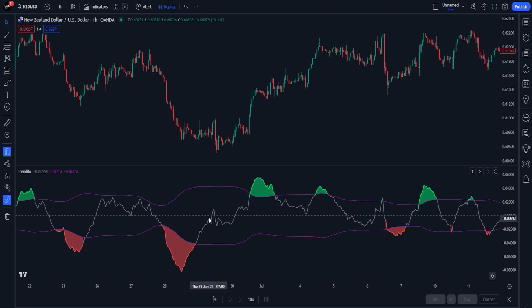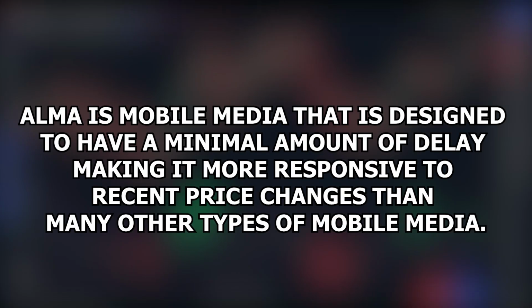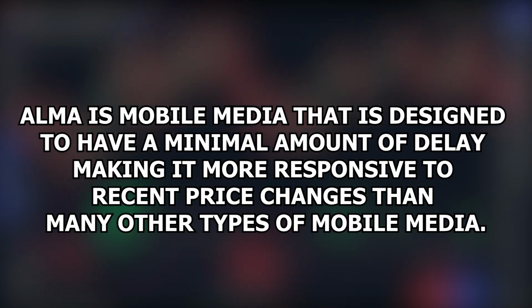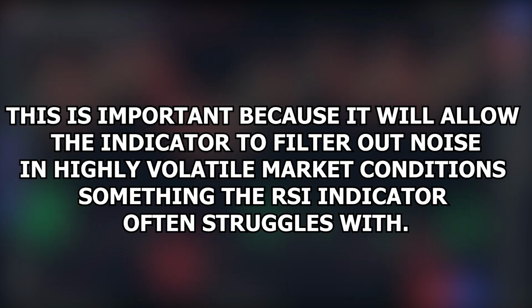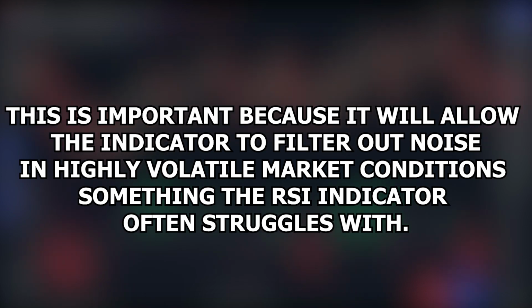This gray line here, which usually changes color to green and red, is called the Arnaud Legoux Moving Average, or ALMA. ALMA is a moving average that is designed to have a minimal amount of delay, making it more responsive to recent price changes than many other types of moving averages. This is important because it will allow the indicator to filter out noise in highly volatile market conditions, something the RSI indicator often struggles with.